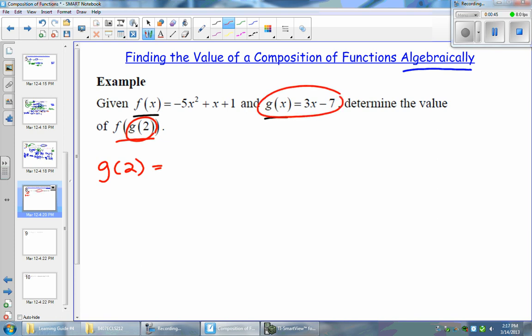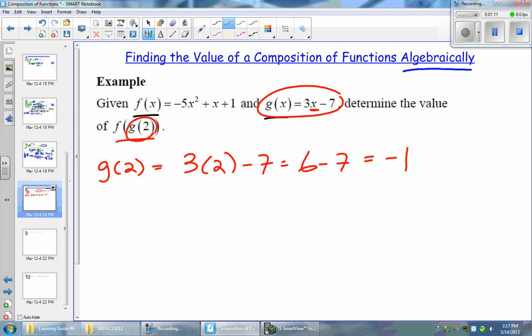So when you evaluate g of 2, you're essentially finding out when x is equal to 2, what is the corresponding value. So in your g function, you're going to let x be equal to 2. So 3 times 2 minus 7, okay, this is going to be equal to 6 minus 7, which results in a value of -1. So that's the value of g of 2.